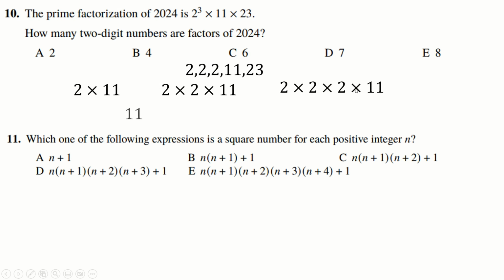You can also just take 11 on its own, you can take 23 on its own, or you can do 23 times 2 or 23 times 2 times 2. You can't take any of the 2s on their own because they don't make double digit numbers, and you can't do 11 times 23. So we just have 7 of these, and the answer is 7.